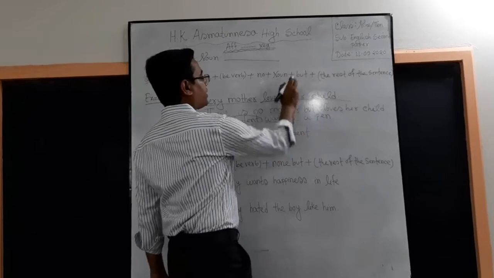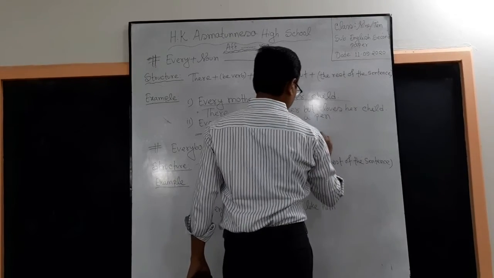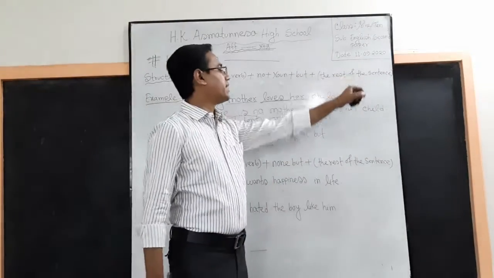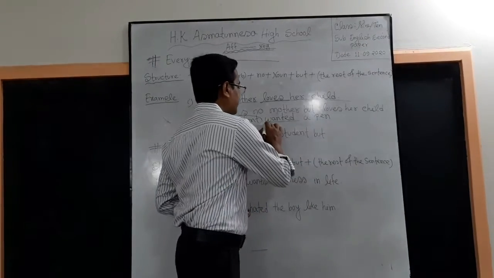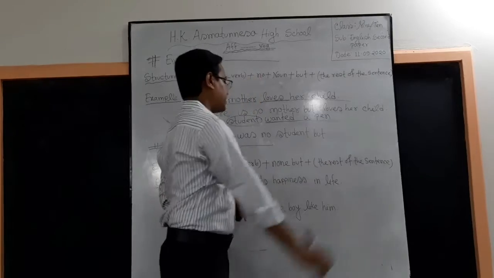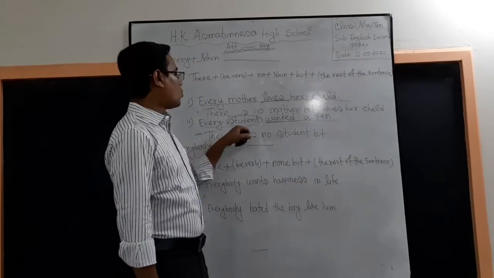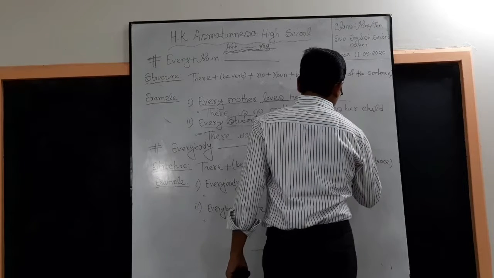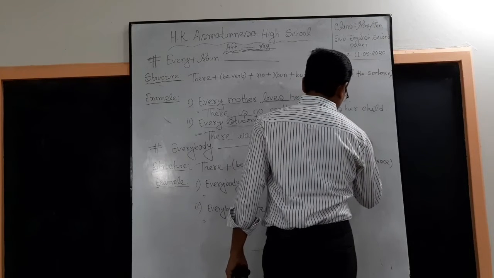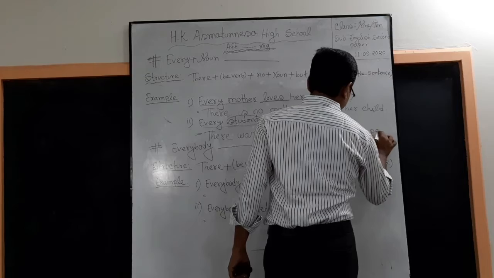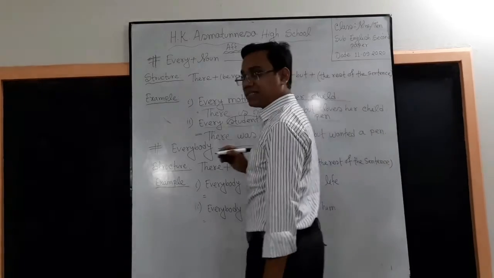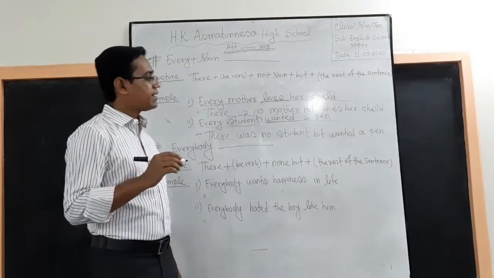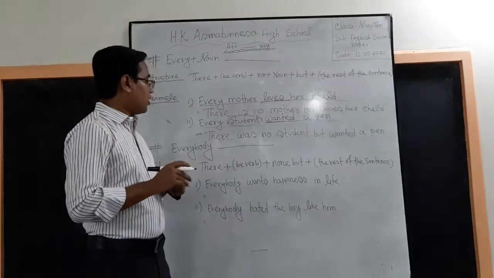And then we write but. And then the rest of the sentence. The rest of the sentence is wanted a pen. There was no student but wanted a pen. Clear? I hope that you all are clarified about the examples.